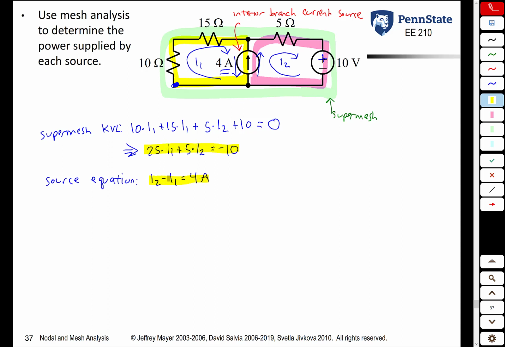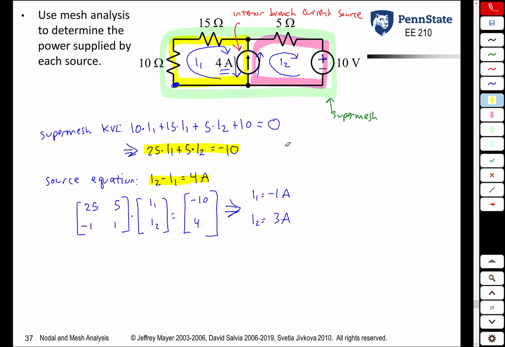So we have 2 equations and 2 unknowns. One there, one there. We can then compile them into a matrix if we wanted to do it that way. 25, 5, negative 1, 1, times our current vector, I1, I2, equals minus 10 and 4. We can then solve this matrix, and we get that I1 is equal to negative 1 amp, and I2 is equal to 3 amps. One thing to note, this negative sign here, all that this means is that our initial guess that I1 was clockwise was wrong, and that current through that yellow mesh is actually counterclockwise.